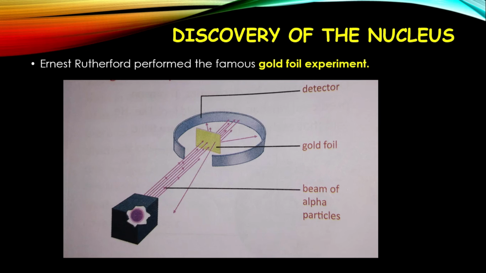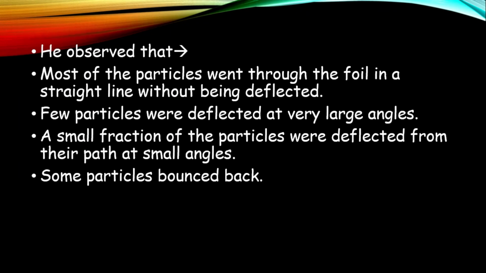So we can say that Rutherford observed most of the particles went through the foil in a straight line without showing any deflection, and very few particles were deflected at a very large angle. A small fraction of the particles were deflected from their path at small angles, and some particles even bounced.